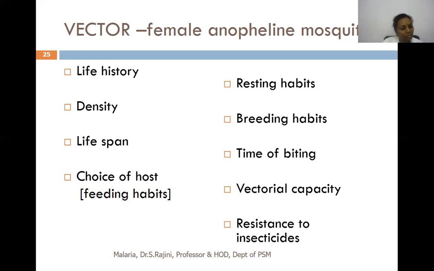Resistance to insecticides. Some of this depends on the choice of insecticides which we use. Some insect vectors are resistant to the insecticide, so alternative insecticide usage is needed to prevent resistance to these insecticides.